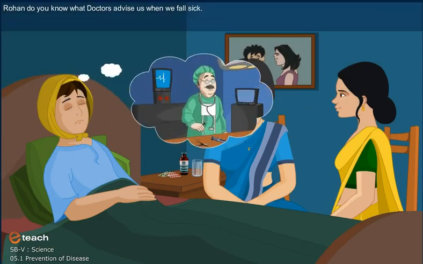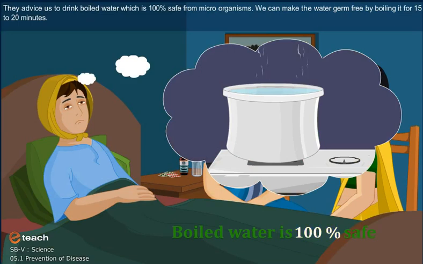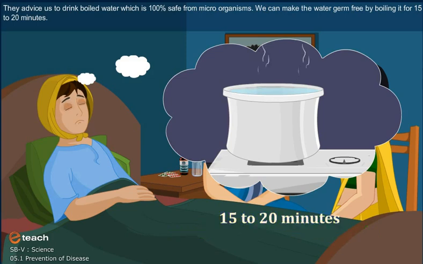Rohan, do you know what doctors advise us when we fall sick? They advise us to drink boiled water, which is 100% safe from microorganisms. We can make the water germ-free by boiling it for 15 to 20 minutes.